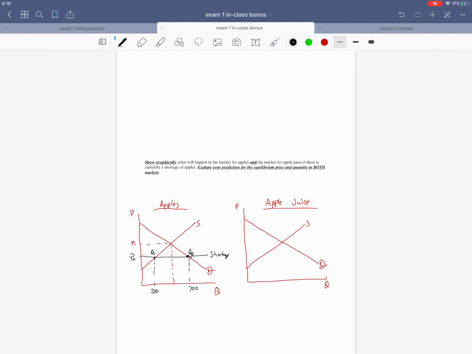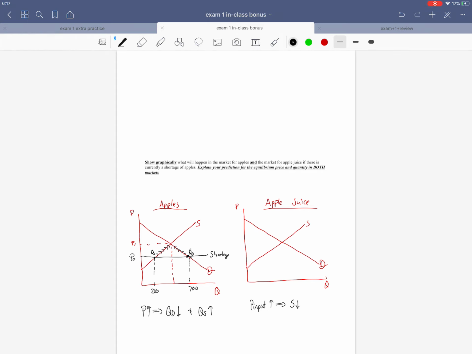Now, in order to fix that shortage, price is going to go up. And as we saw before, when the price goes up, according to our law of demand, quantity demanded goes down. And according to our law of supply, quantity supplied is going to go up. Now, since apples are considered an input for apple juice, anytime the price of an input goes up, that's going to cause supply to decrease.